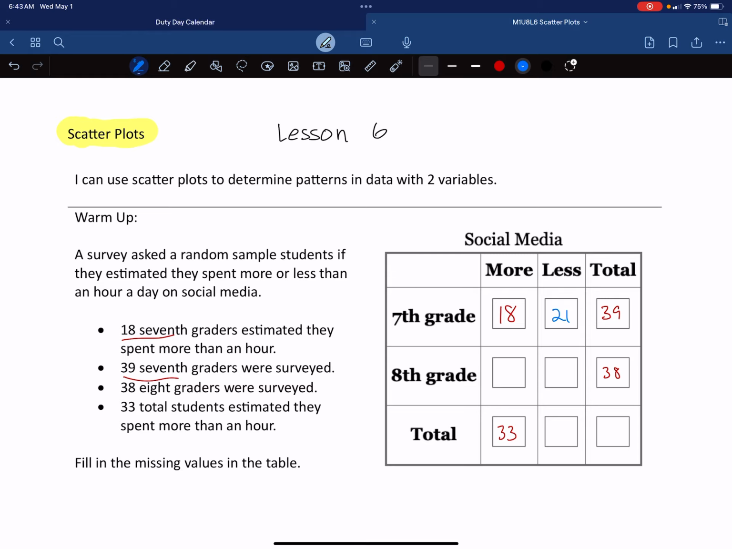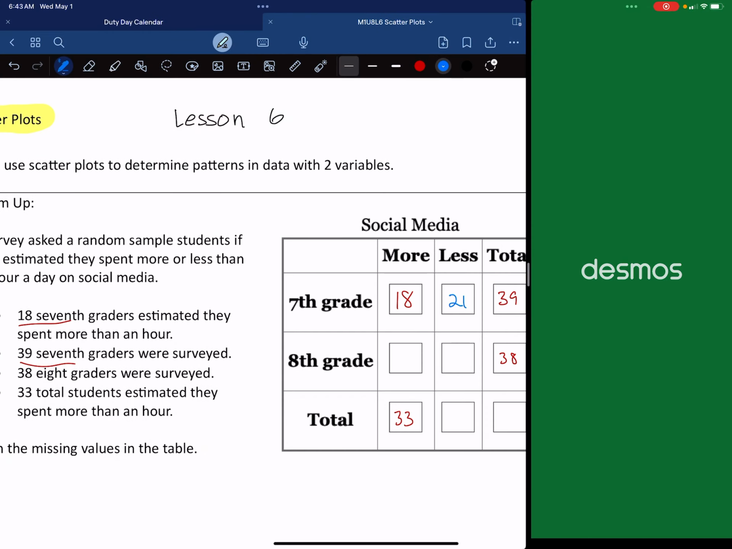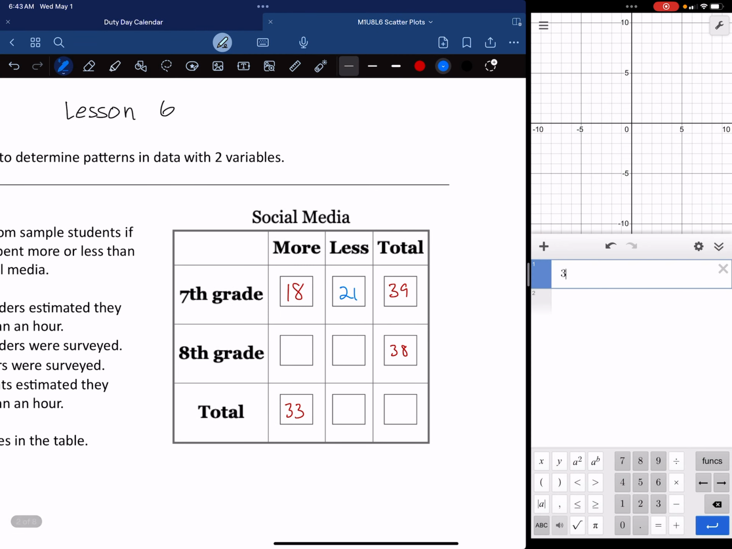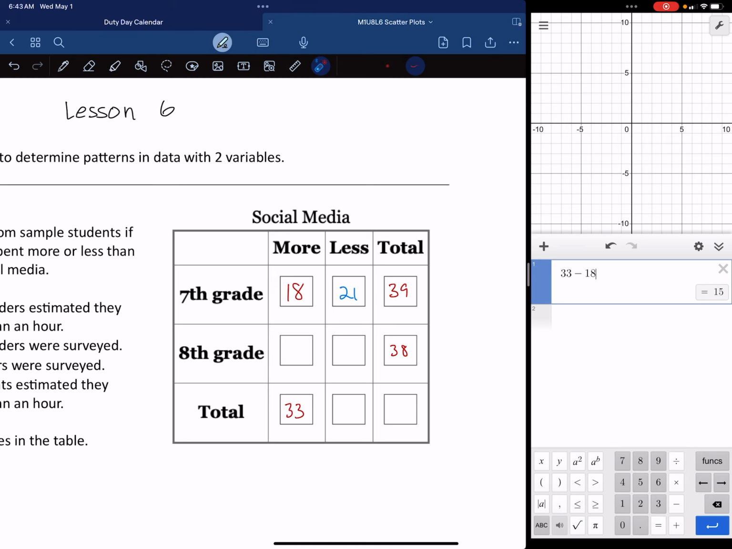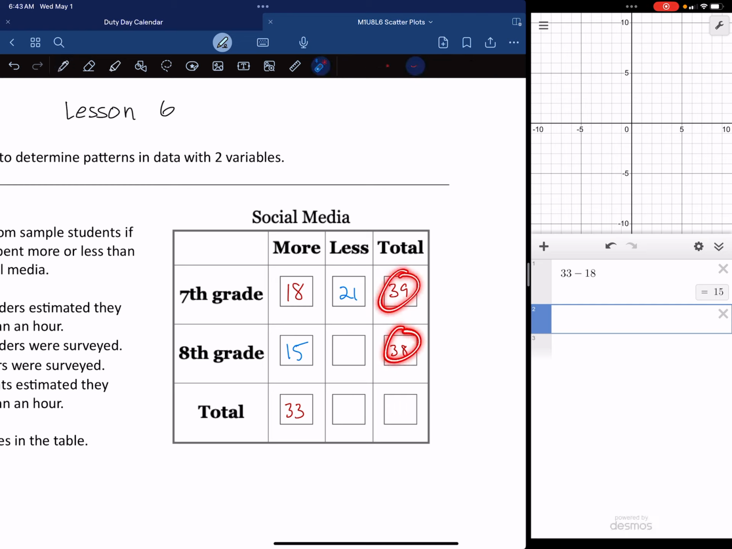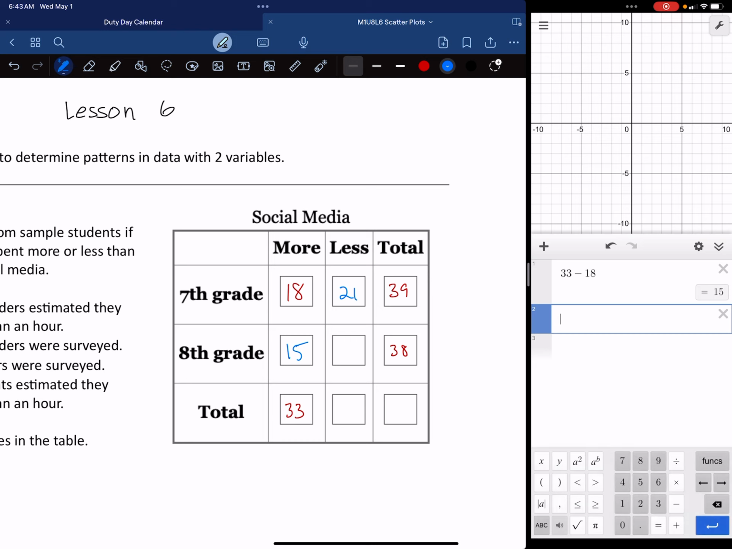Let's pull up a calculator. We can do 33 minus 18. So we're going to have 15 eighth graders who use more than an hour of social media. We can do 39 plus 38. So it's going to be 77 total students were surveyed.